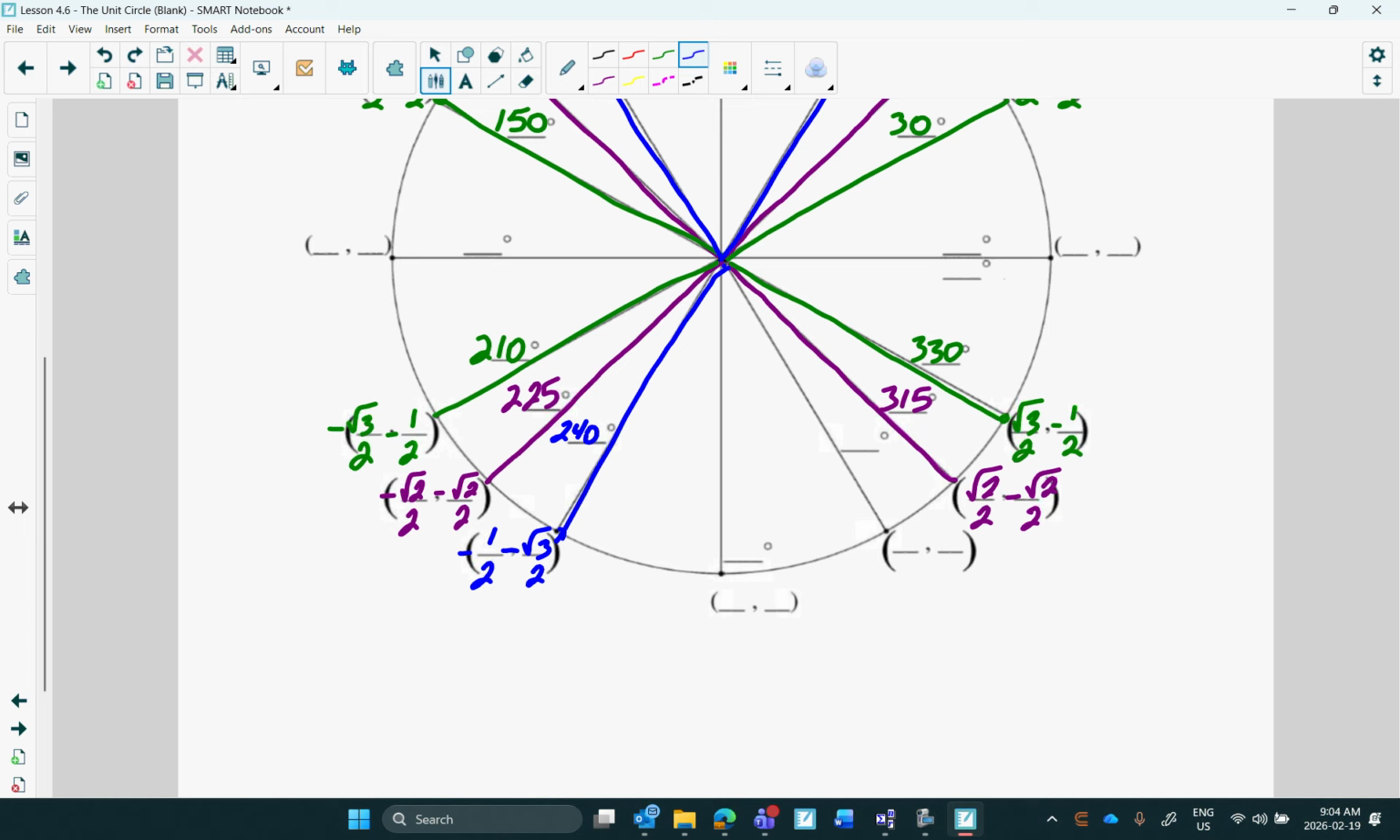And finally, the family member would be 300, because it'd be 360 minus 60. And what would the coordinate be? 1/2 and then negative √3/2. This is what these guys are doing right now too. Doing the same thing.